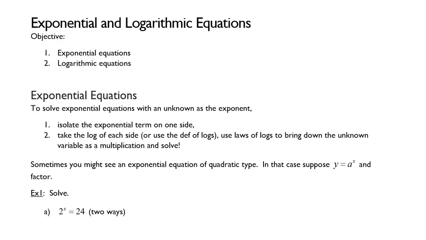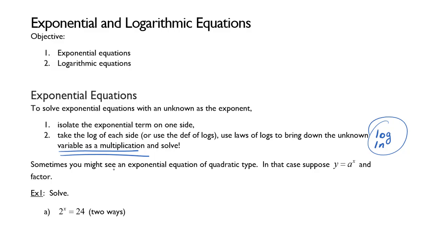The first part of this section will focus on the exponential equations, and to solve them with an unknown as the exponent, we will 1. Isolate the exponential term on one side, and then 2. Take the log or impose the log of each side. We could use log or ln for this process. Okay, so use laws of logarithms to bring down the unknown variable as a multiplication and then solve it.